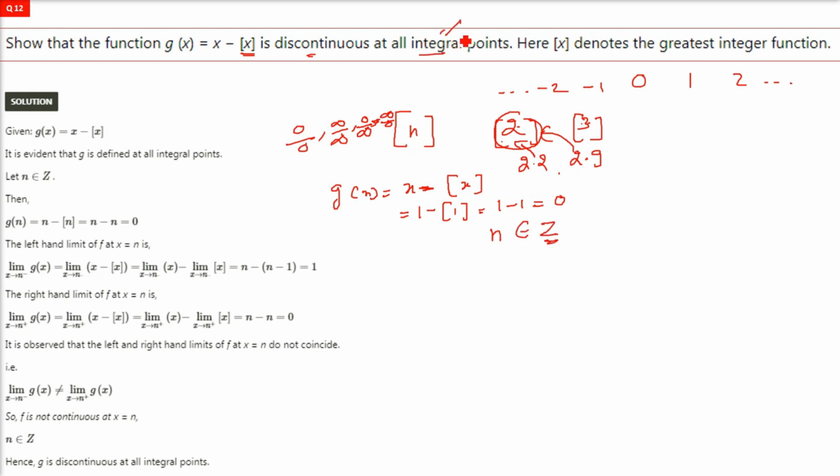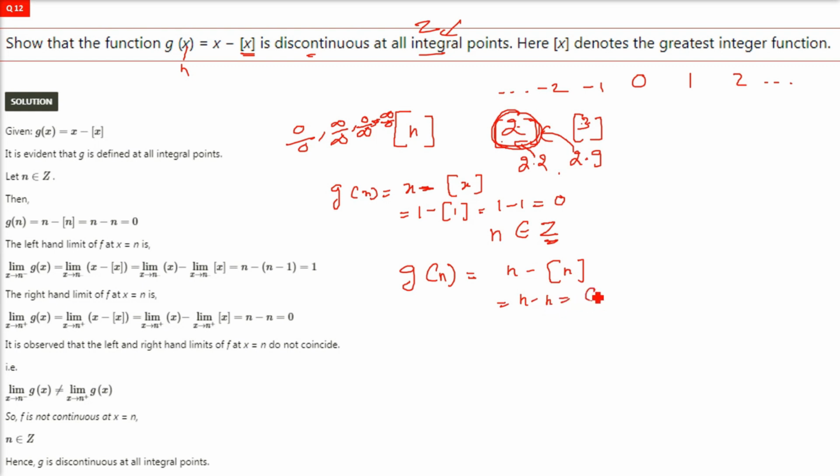But for n belonging to Z, the integers, we'll take the left hand limit and right hand limit. In the left hand limit and right hand limit, we would like to find out whether they are equal or not, or whether they are equal to 0 or not. Because g(x) at the value of n, we have just found out, g(n) equals n minus the gif of n.